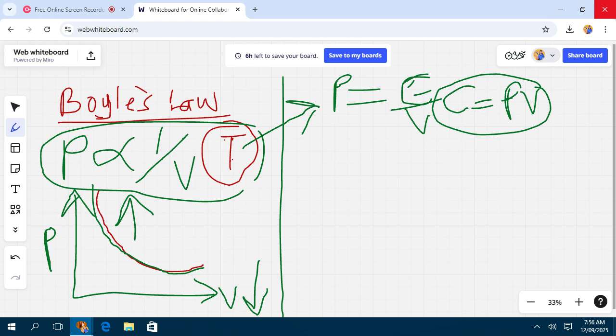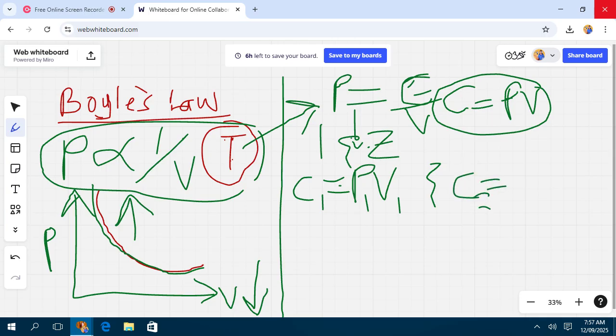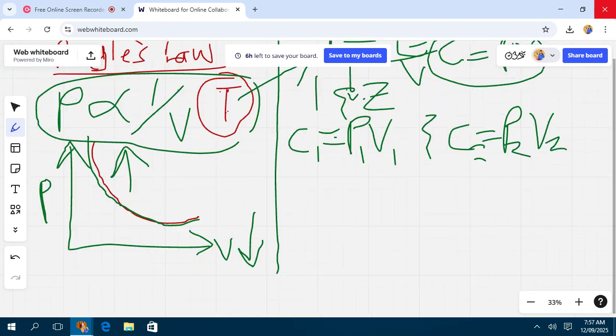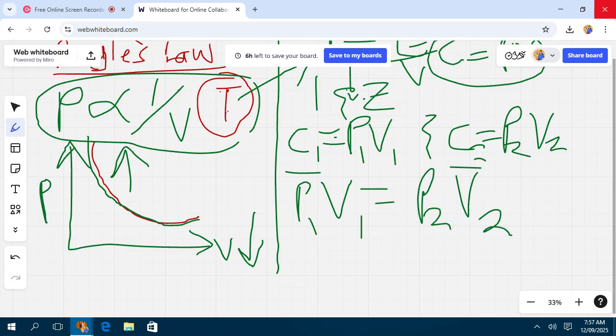And maybe you are told to compare two gases, 1 and 2. You will have C1 equal to P1 V1 and C2 equal to P2 V2. And therefore at this point, you say the constants, that is P1 V1 is equal to P2 V2 because all are given constant. So we'll have P1 V1 will be equal to P2 V2. That is, maybe the pressure changed to P2.